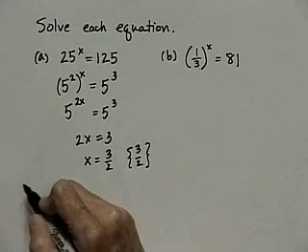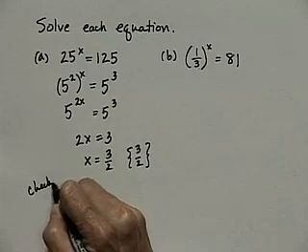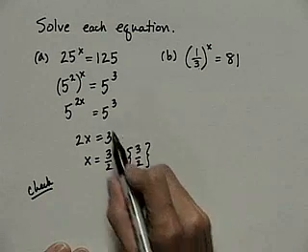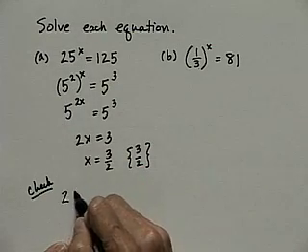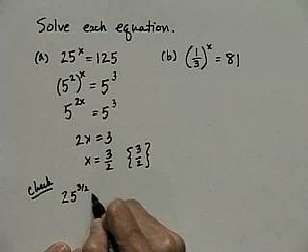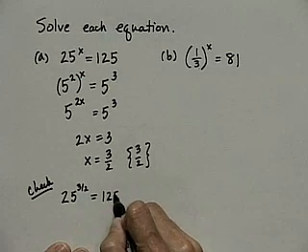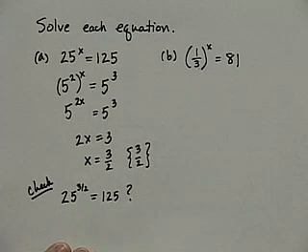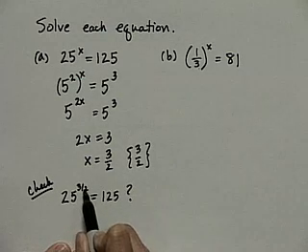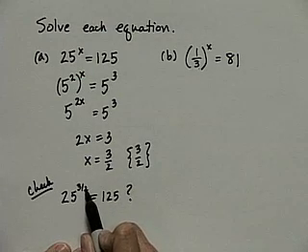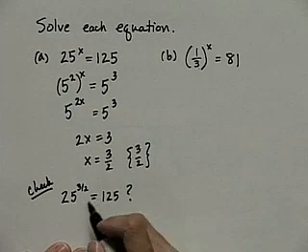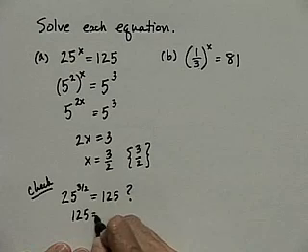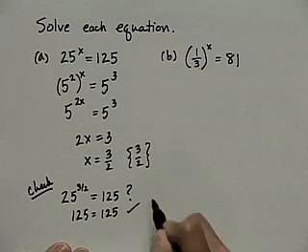If I were to check this one, what I would do is put 3/2 for x in the original equation and find 25 to the 3/2. I want to know, is that 125? Well, remember that 25 to the 3/2 means the square root of 25, which is 5, to the third power, which will give us 125. So that does check.